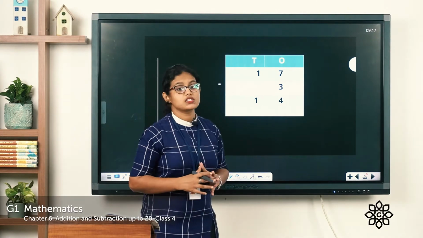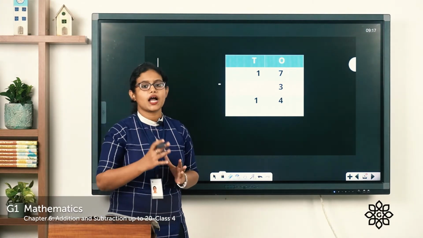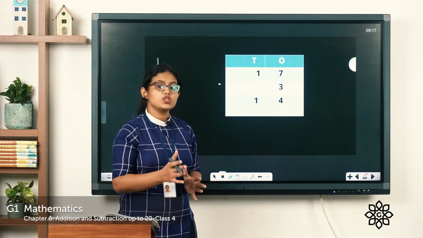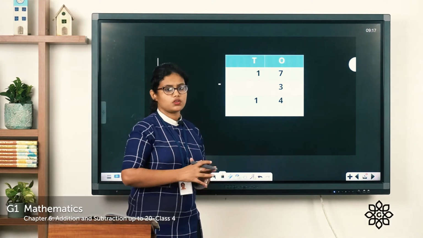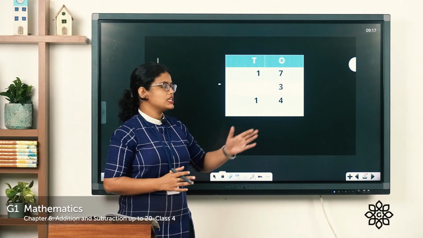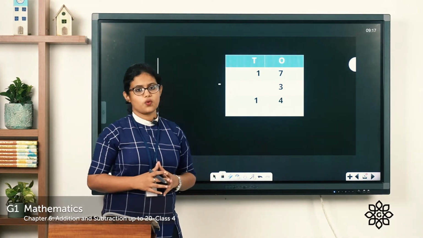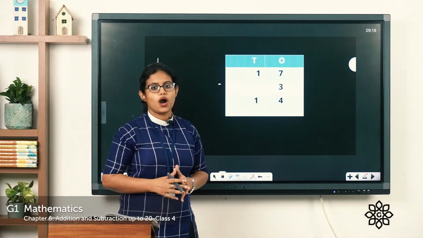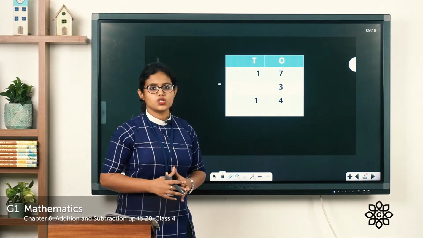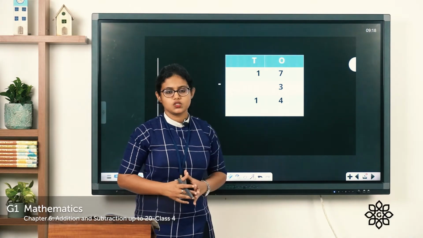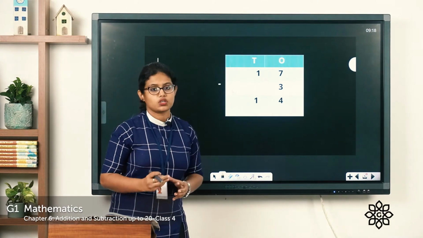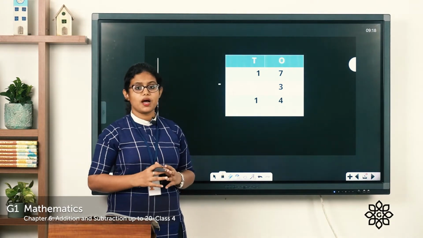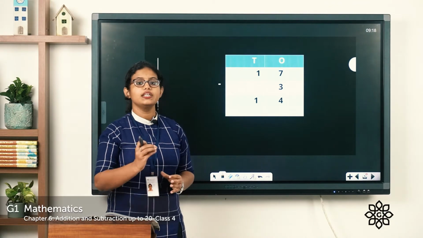So 7 minus 3. Here you can do backward counting. You can move 3 steps backward. 6, 5, 4. So what is 7 minus 3? 7 minus 3 equals 4. And you can take number 1 and write next to 4. So it becomes 14. So what is 17 minus 3? 17 minus 3 equals 14. So how many apples are left in the basket? There are 14 apples.